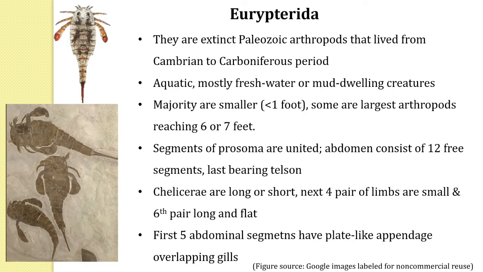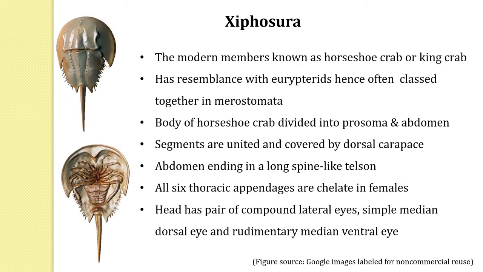The next one is the Xiphosura. The modern members of this group, commonly known as the horseshoe crab, also referred to as the king crab, have many points of resemblance with the ancient eurypterids. These two groups are often classed together as the Merostomata, and certain extinct forms make the connection even closer.